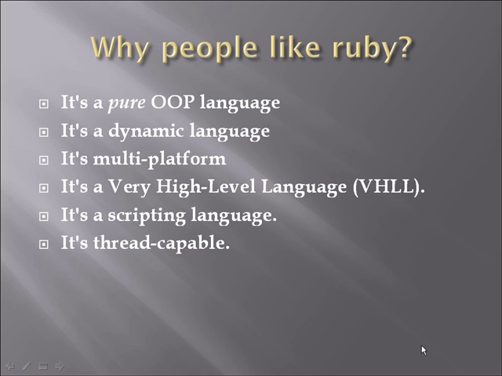Why do people like Ruby? It's a pure object-oriented language. Am I being redundant? I don't think so. By this we mean that everything, including primitive data types such as strings and integers, and even constants, is treated as an object, so that a method may be invoked on it.